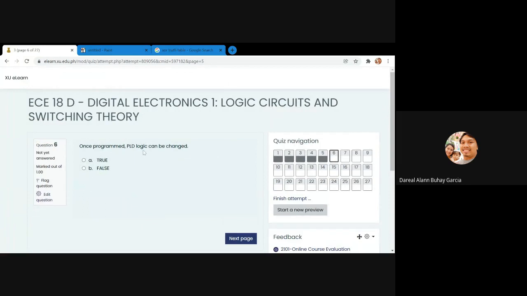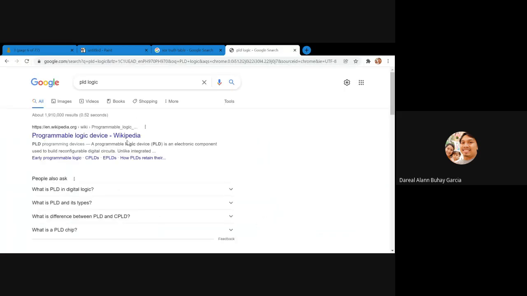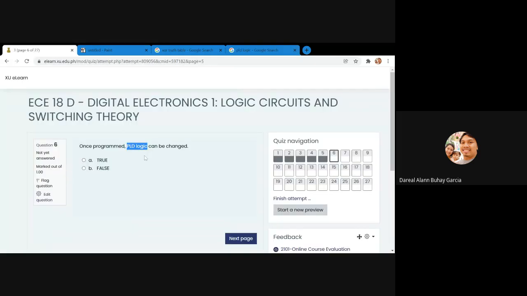Once programmed, PLD logic can be changed. What is PLD? Programmable logic device. Reconfigurable. So, yes, true. Two types of fixed function logic ICs are bipolar and NMOS. True or false?